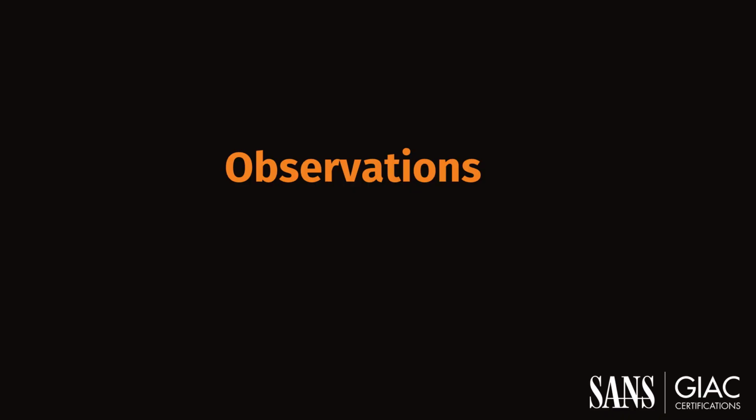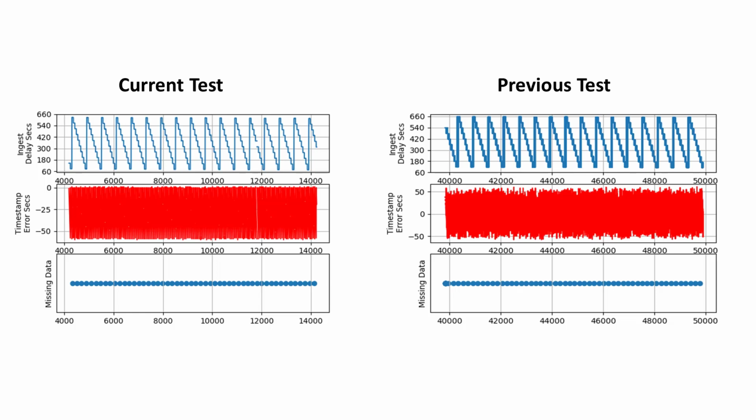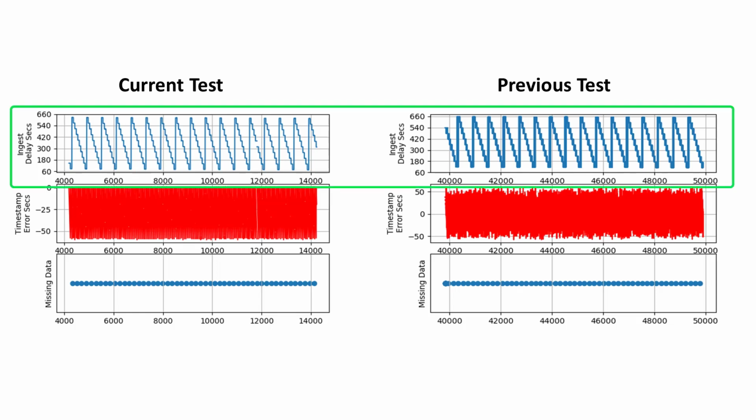As far as observations go, regarding ingest delay, we can see the ingest delay varies from a little over 60 seconds to almost 11 minutes every 10 minutes. Note that when we configured the flow logs, we used a setting of max aggregation interval set to 600. This test should be repeated using a max aggregation interval of 60 seconds to measure the impact on ingest delay.